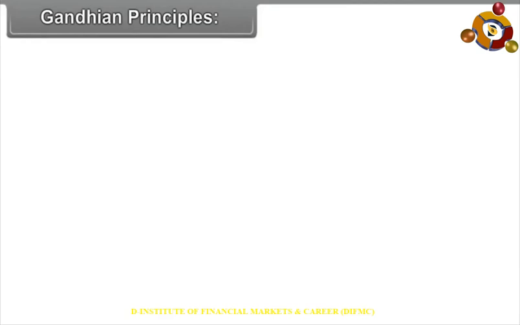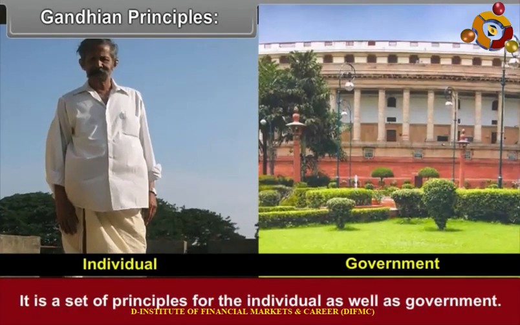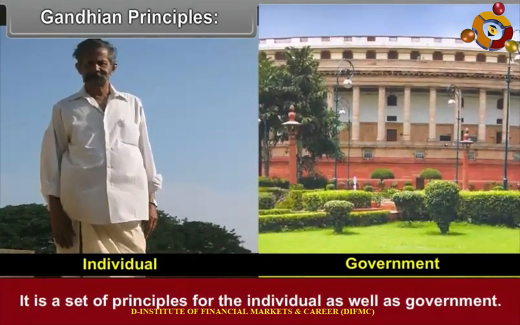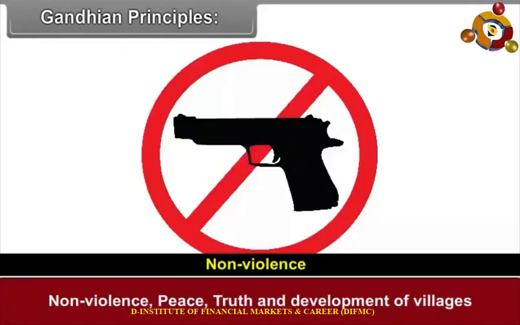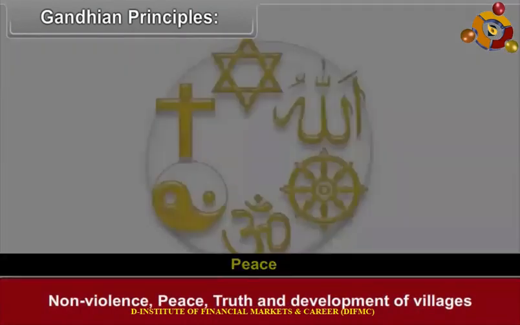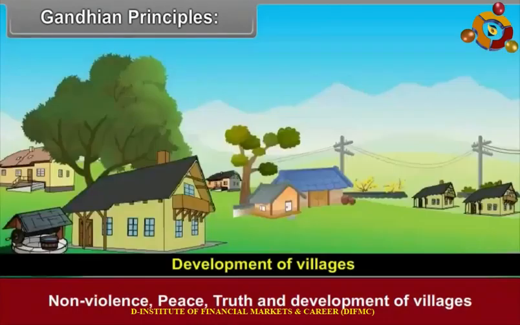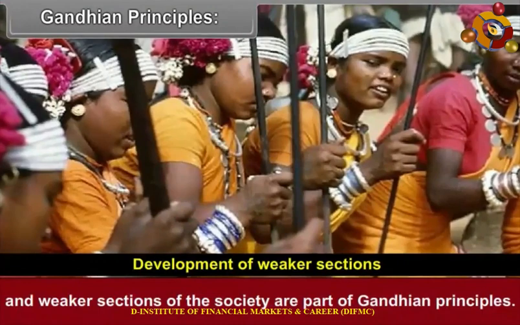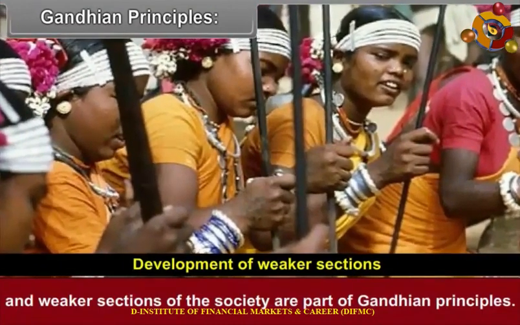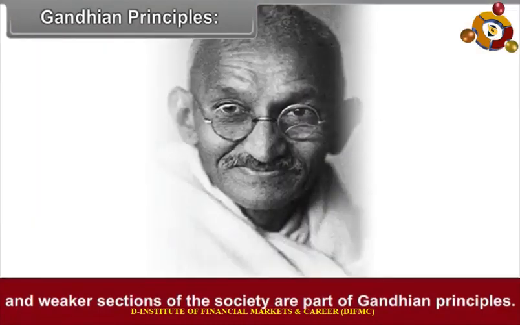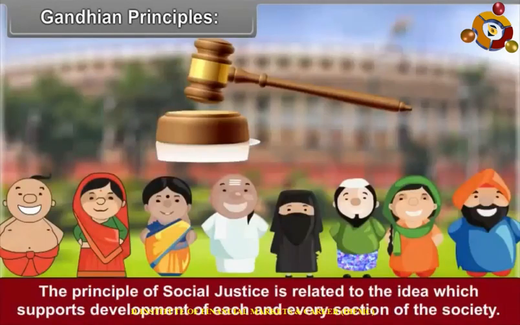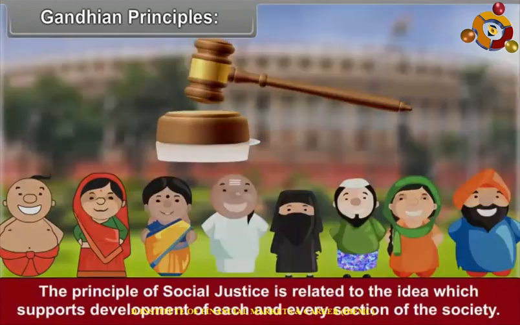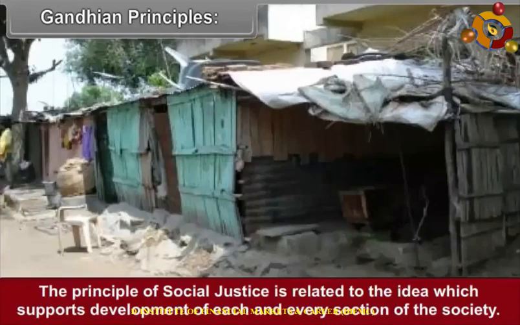Gandhian Principles. It is a set of principles for the individual as well as government. Non-violence, peace, truth, and development of villages and weaker sections of the society are a part of Gandhian principles. The principle of social justice is related to the idea which supports development of each and every section of the society.